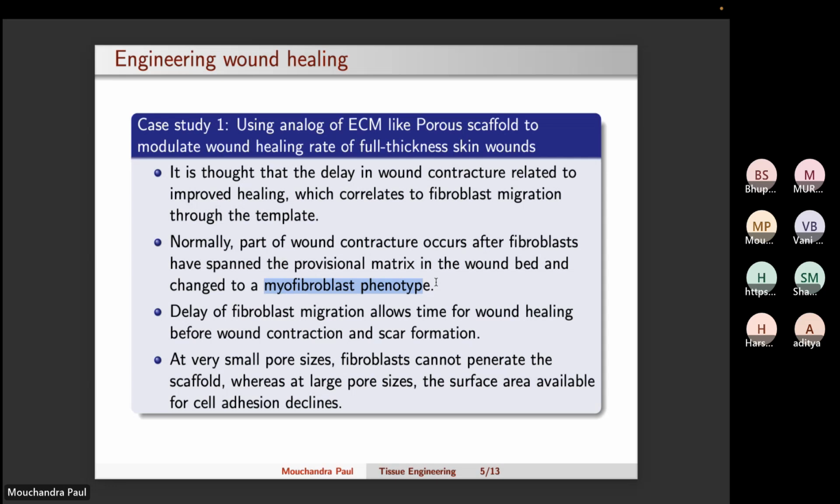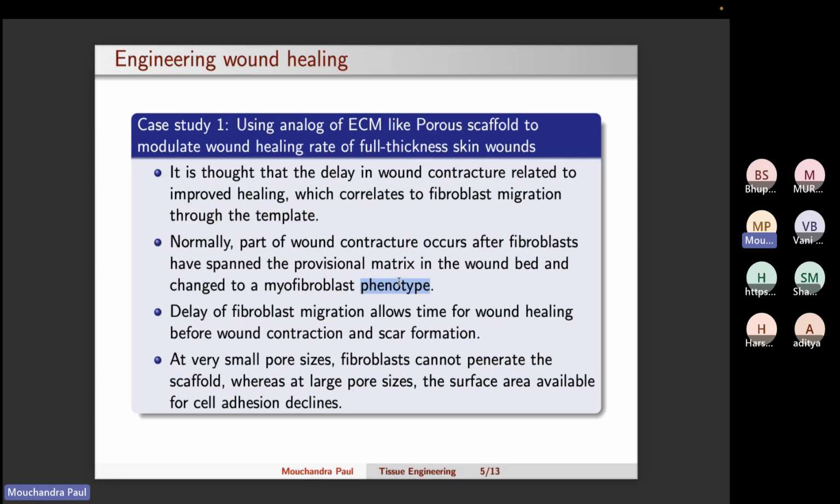myofibroblast phenotype. Now here, if you recall, in the hemostasis phase, the first phase, the provisional matrix was formed, where the platelets were trapped and all. So partially the wound contracture actually happens when the fibroblast cells have spanned this provisional matrix. Now, if we can delay this fibroblast cell migration, then there will be a delay in the myofibroblast phenotype change, right? So how is this delay helping us?